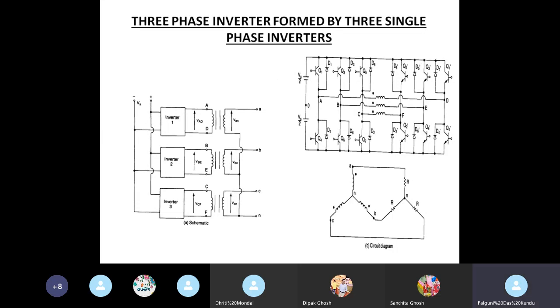Because this point and this point and this point are same. And the primary are in delta. Why is it connected in delta? To remove the third harmonics. That means the triplen harmonics, meaning the third, sixth, and ninth, up to the multiples of third harmonics are to be eliminated. That's why it is connected in delta.